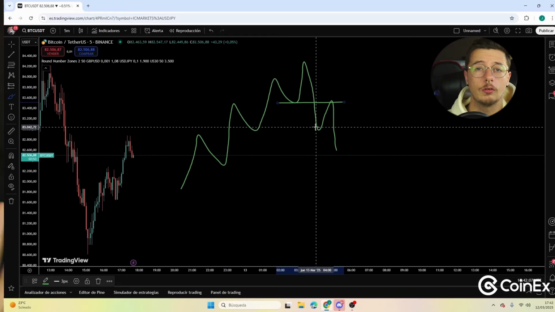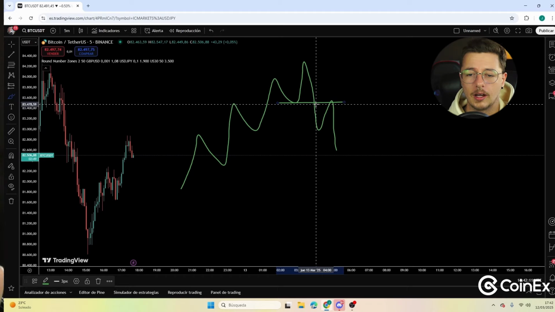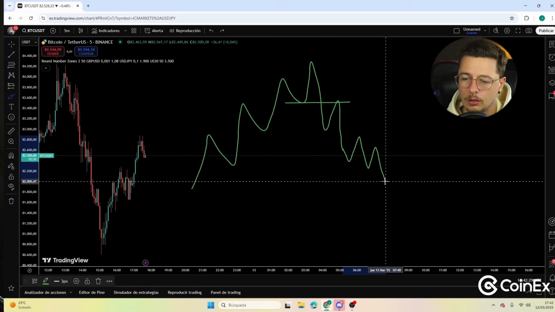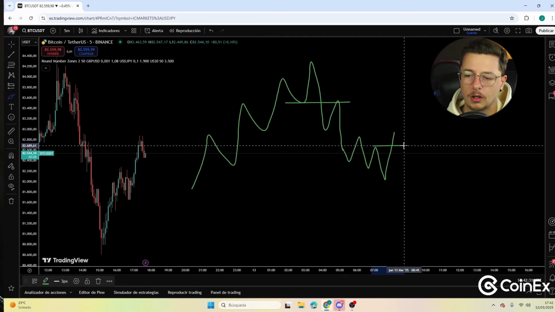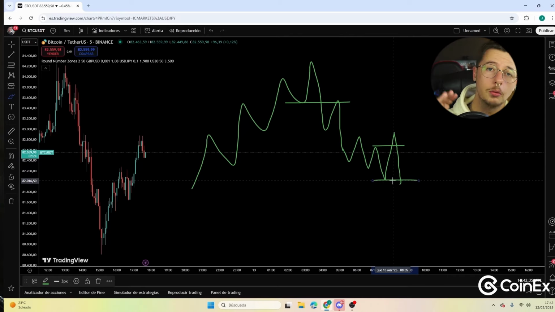There are two ways of using this. We can either wait for a pullback, or we can enter directly once the price has broken. But we must keep in mind that sometimes the market structure does some type of manipulation where it breaks up, breaks this market structure level, and then breaks down and breaks another market structure level. So we must keep an eye on this because sometimes we can have fake breakouts. This is why I'm going to bring you two ways of using this strategy.